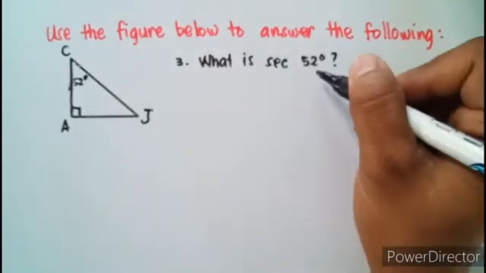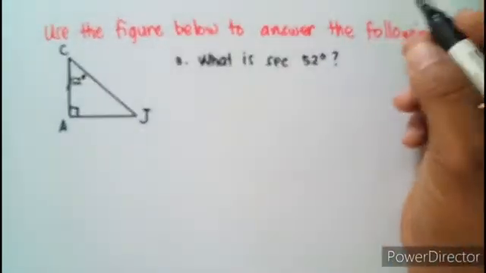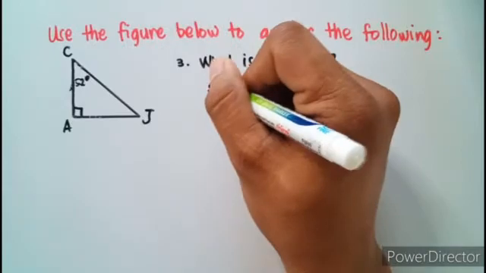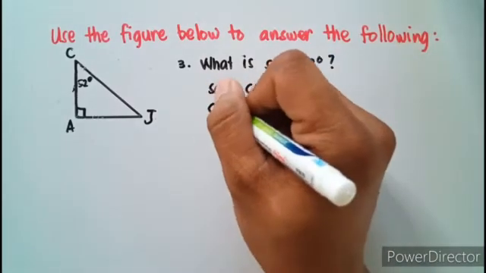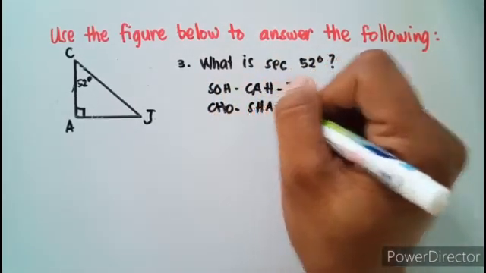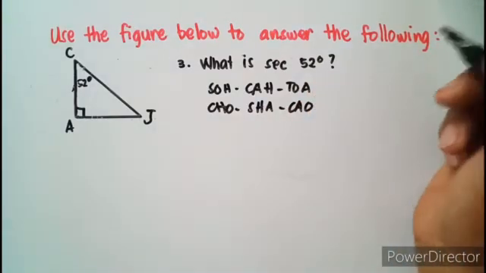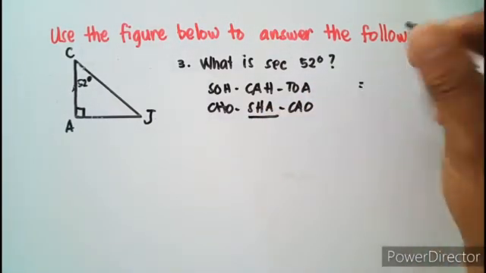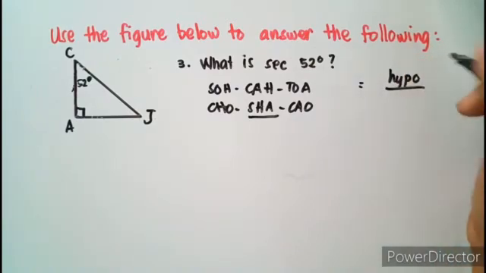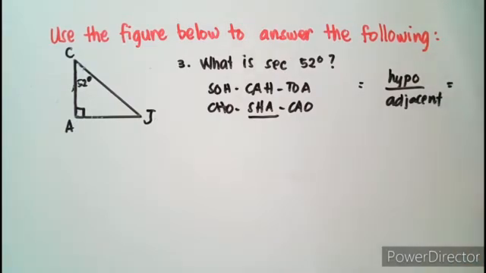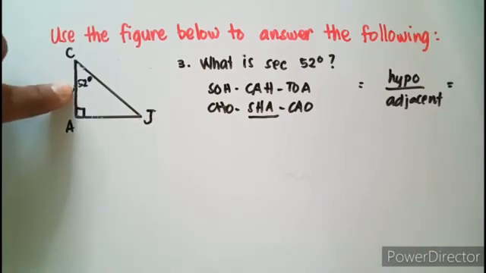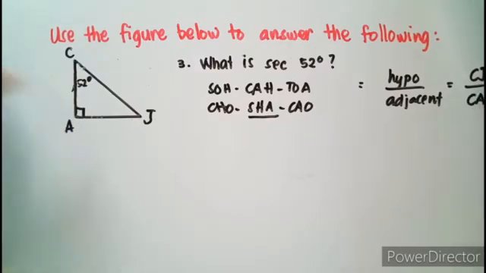Number 3, what is secant 52 degrees? So secant 52 degrees, so alin dito ang ating secant? So itong isa. So that is hypotenuse over adjacent. So that is equal to, anong ating hypotenuse? So from our reference, hypotenuse is CJ over adjacent, this one, that is CA or AC.